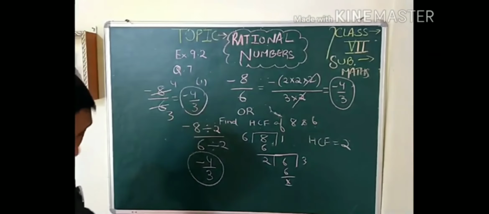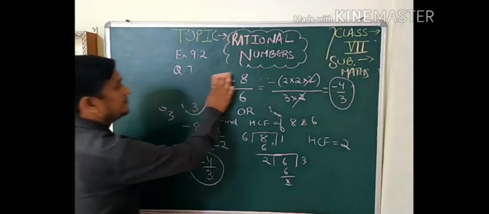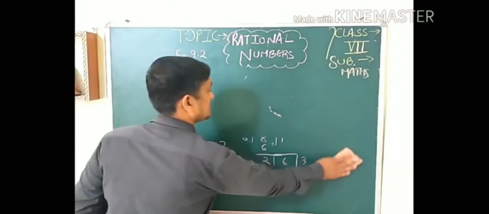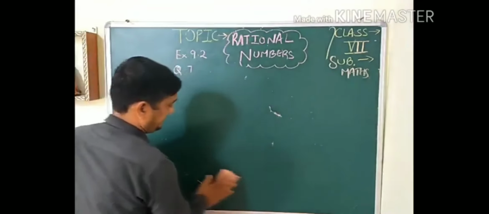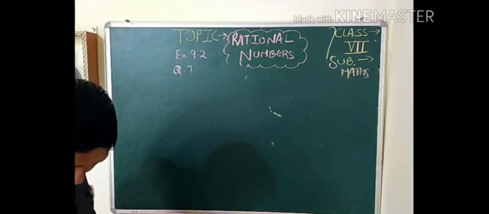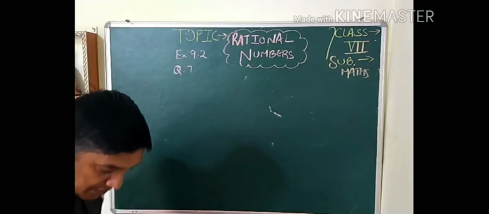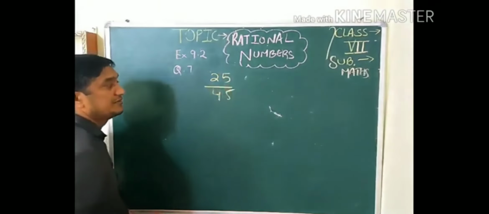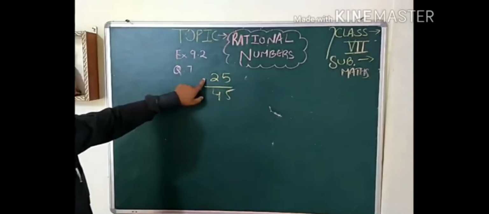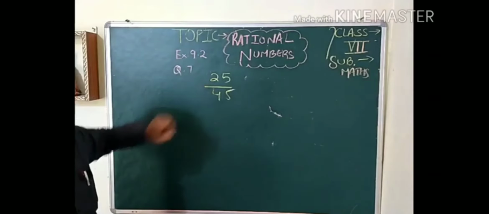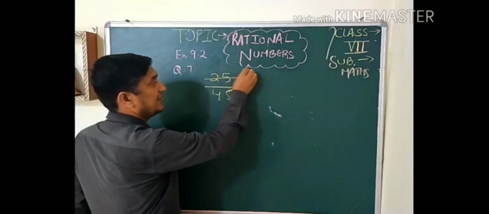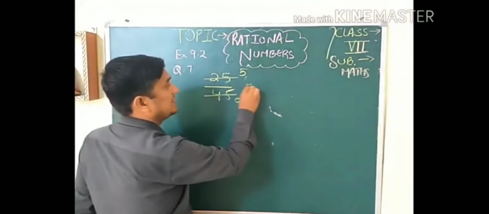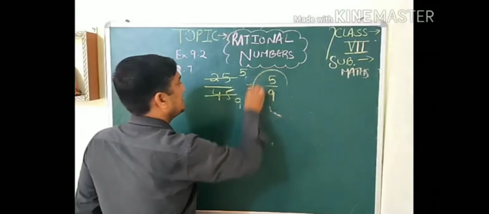We will do one more part, children. Now we have the second part, 25 upon 45. Now look, 25 and 45 both come in the table of 5. 5 fives are 25, 5 nines are 45. So the answer is 5 upon 9.